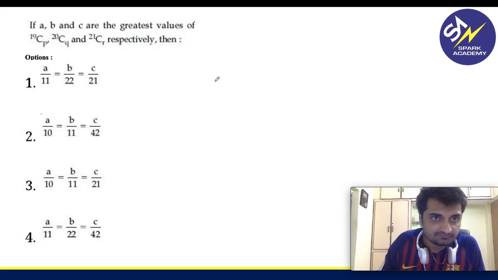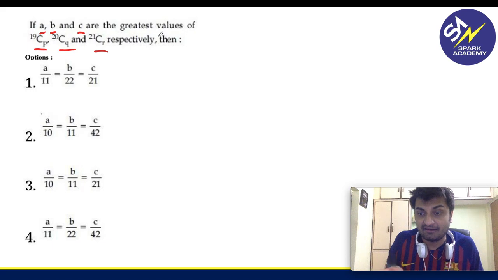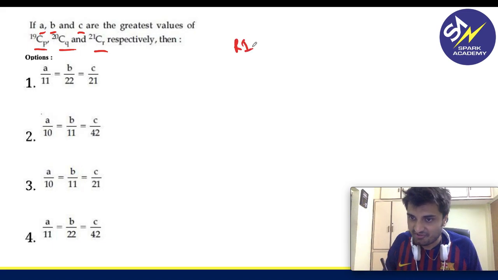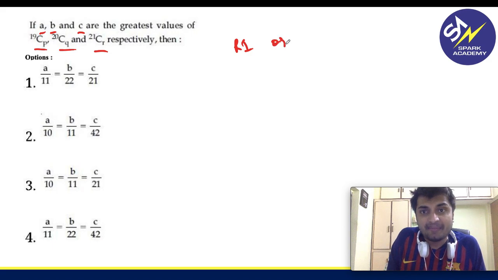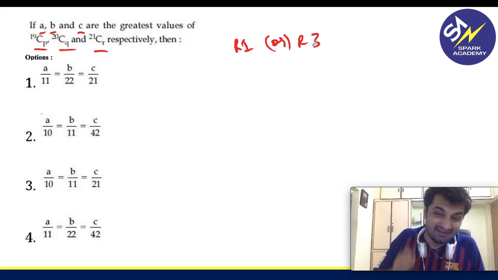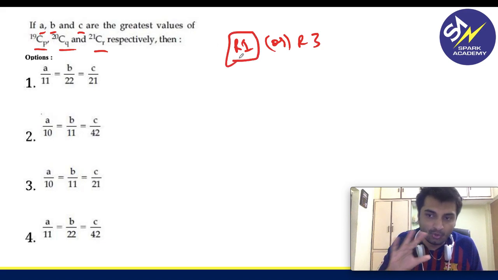Now, if A, B, C are the greatest values of this, then respectively they are. This again depends. For me, it might be a round 1 because I know the concept. For a few of you, it can be a round 3 if you don't know the concept. So it is completely dependent on the concept. For me, I will keep it as round 1 because I know this formula.